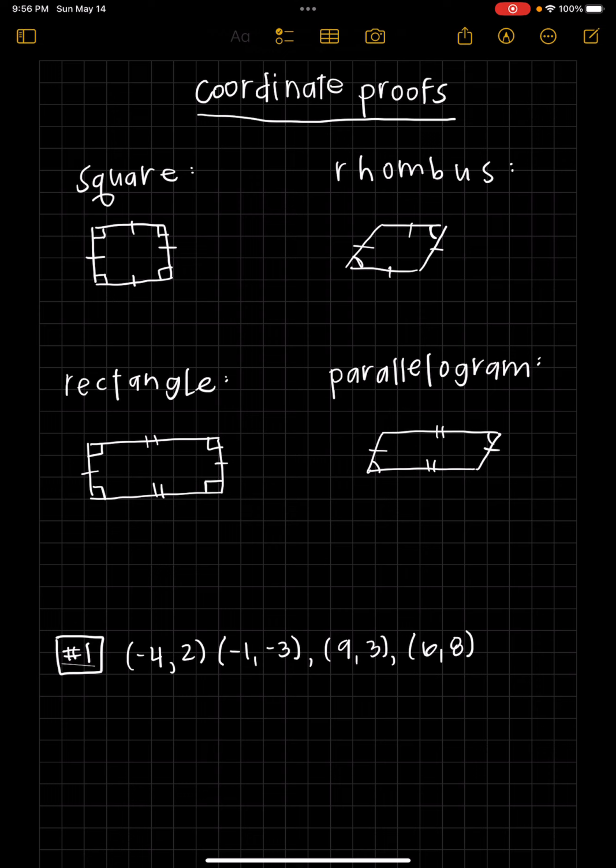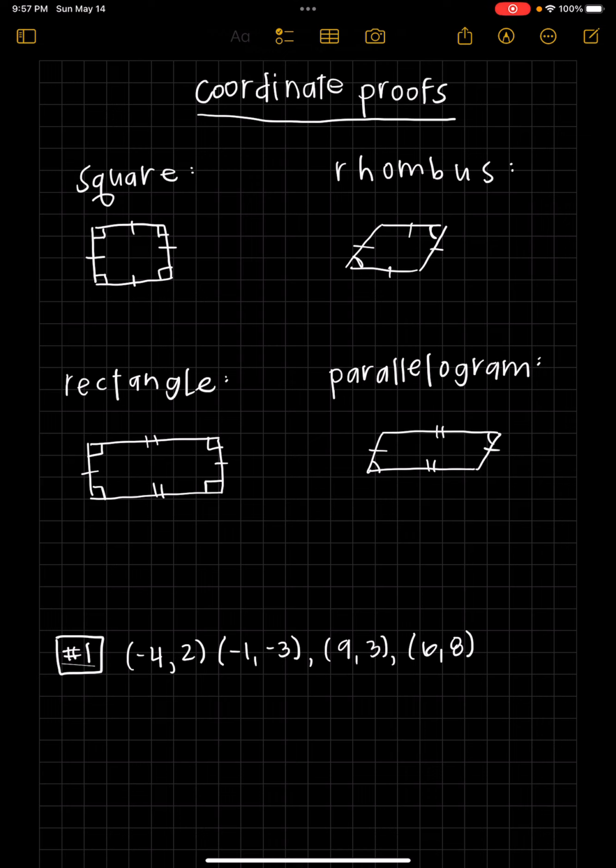And then we have a rectangle, and a rectangle is like a square because you still have all the angles being 90 degrees, but now instead of having all the sides being the same, the opposite sides are the same. So the top and the bottom have the same distance or length, and then the left side and the right side have the same length.